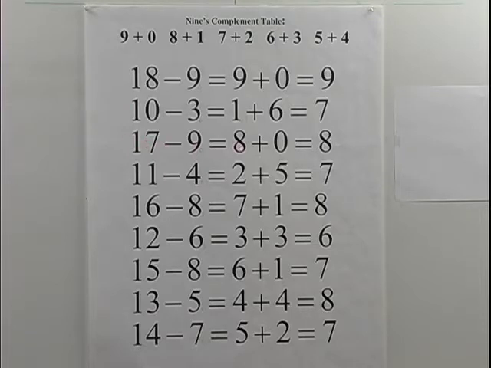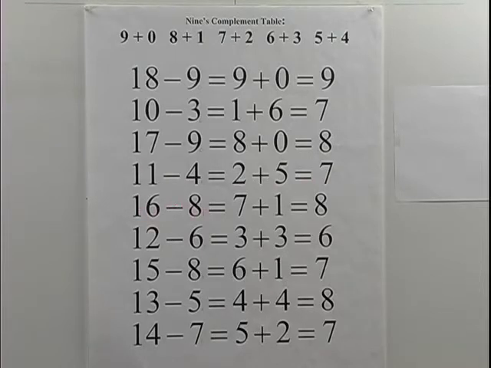17 minus 9. 1 and 7 is 8. 9's complement of 9 is 0. 8 plus 0 is 8. 17 minus 9 equals 8. That is correct. 11 minus 4. 1 and 1 is 2. 9's complement of 4 is 5. 2 and 5 is 7. 11 minus 4 equals 7. That is the correct difference.